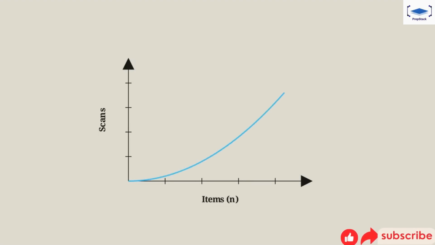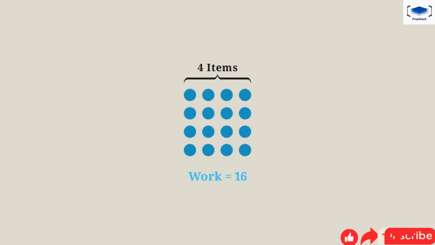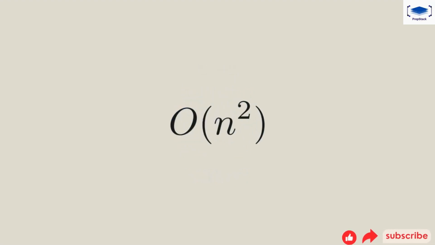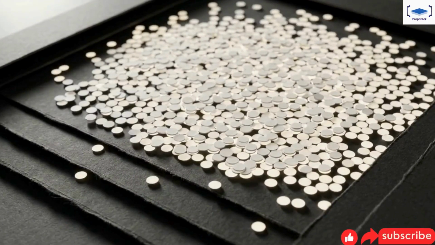This relationship is what engineers call O(n²). Because the work squares every time the list grows, selection sort becomes incredibly slow once you're dealing with thousands of data points. But speed isn't the only metric.